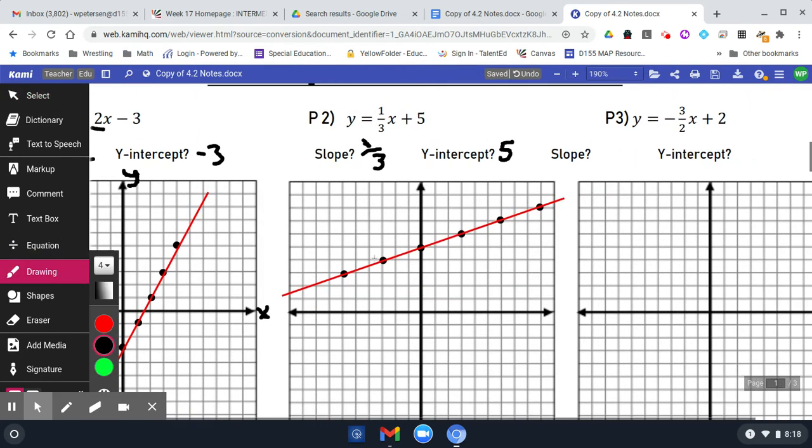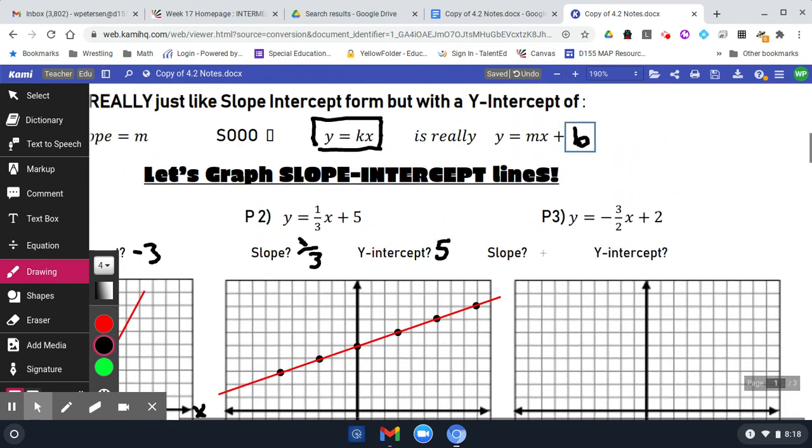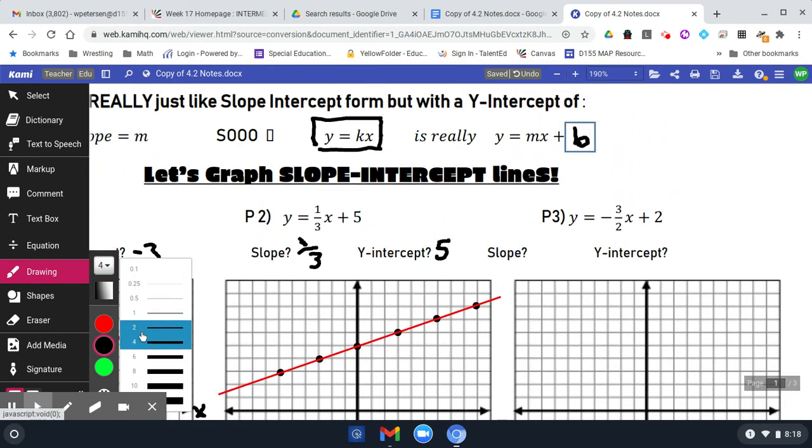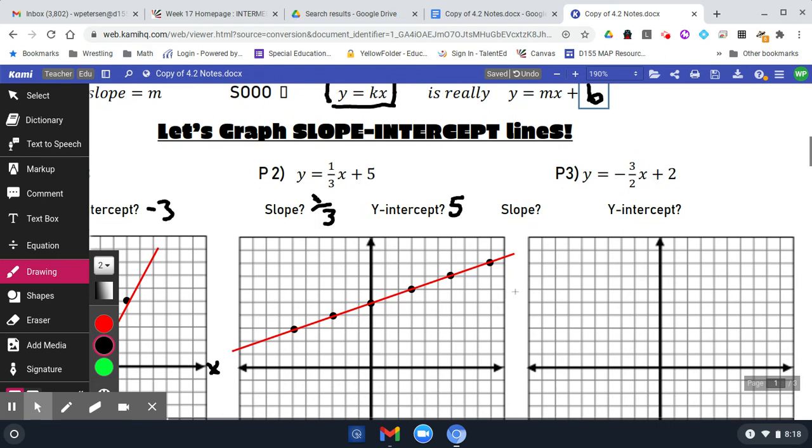So hopefully you're getting this. Hopefully this is ringing a bell. All right. So we got our last one that we're going to do together. And then you guys are going to work on IXL. So we have our slope, this time it's a negative slope. So it should be going downhill. Negative 3 over 2 with a y-intercept of 2.